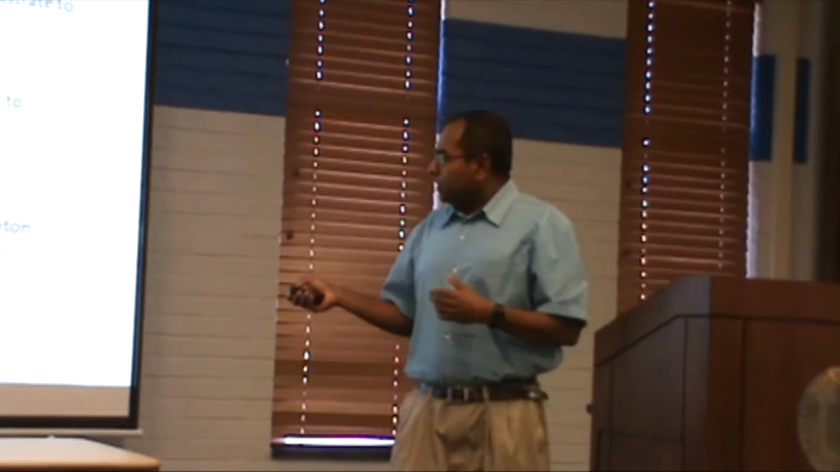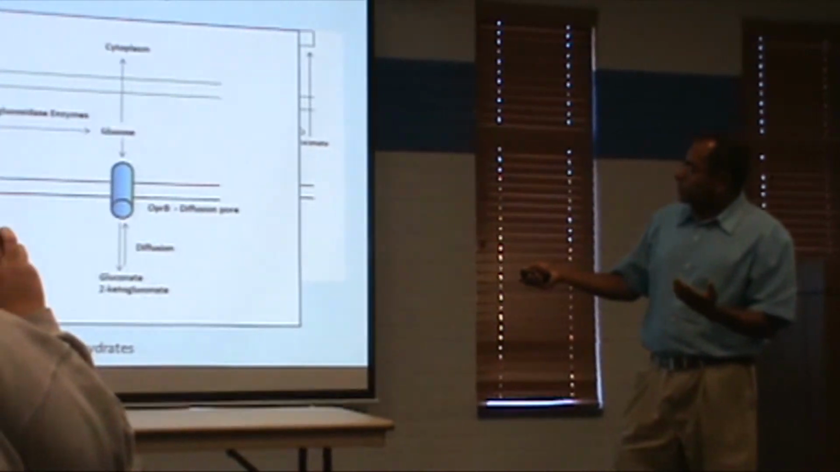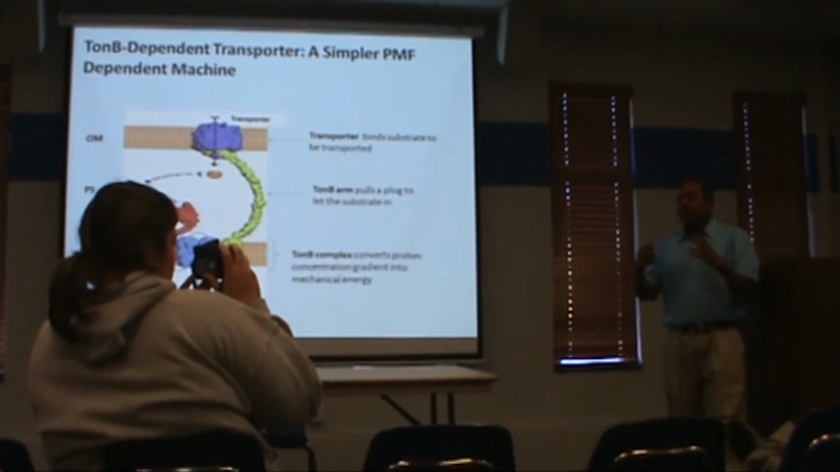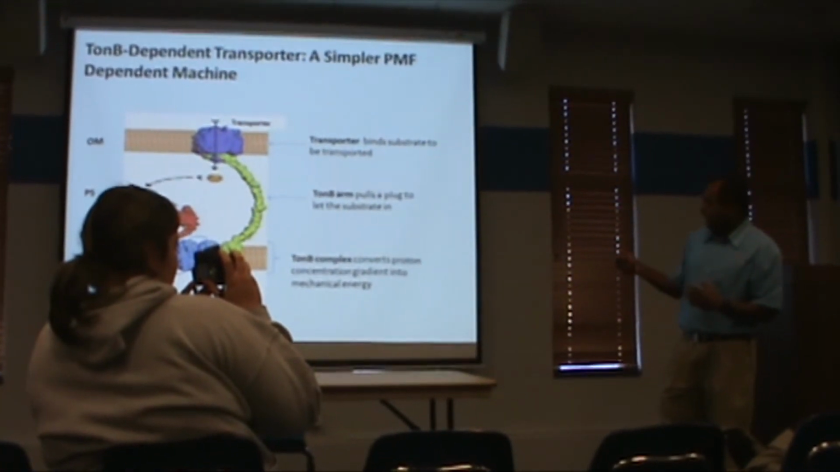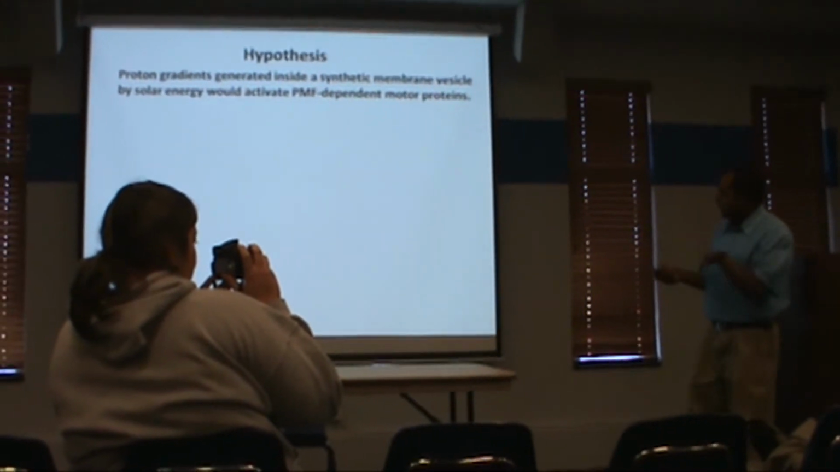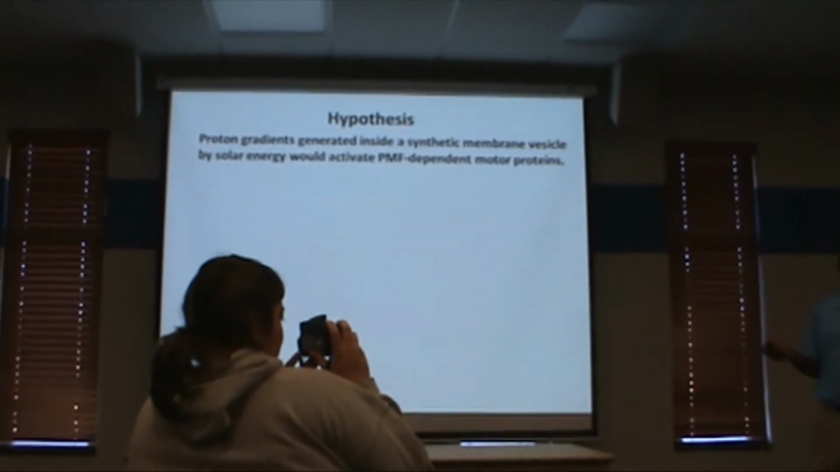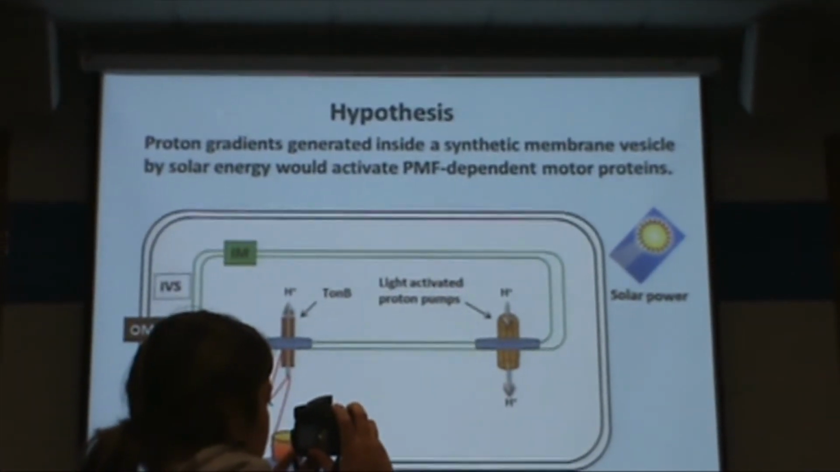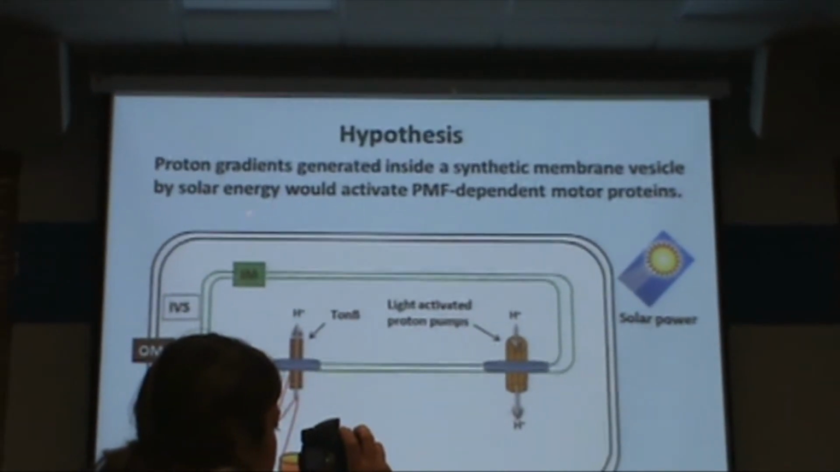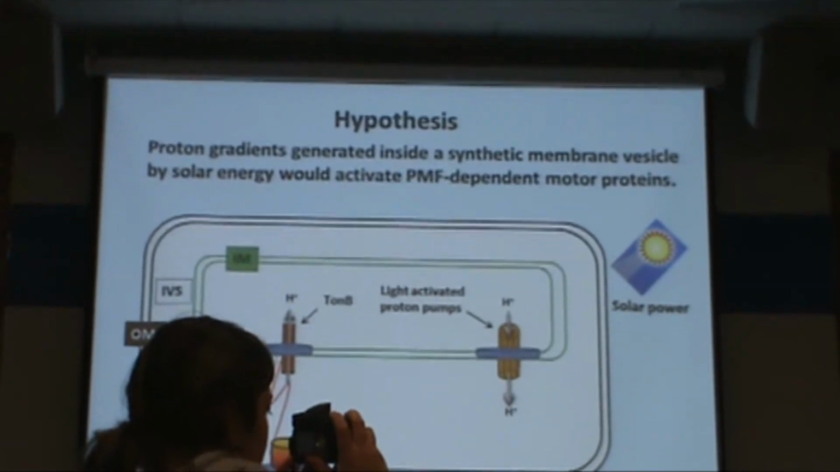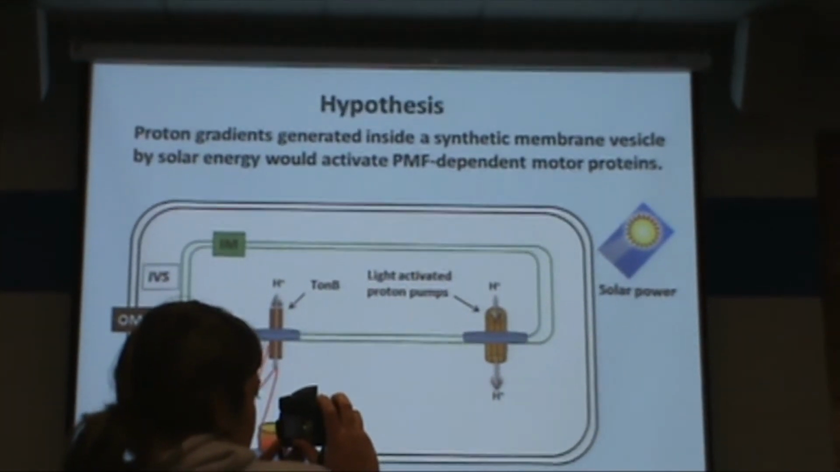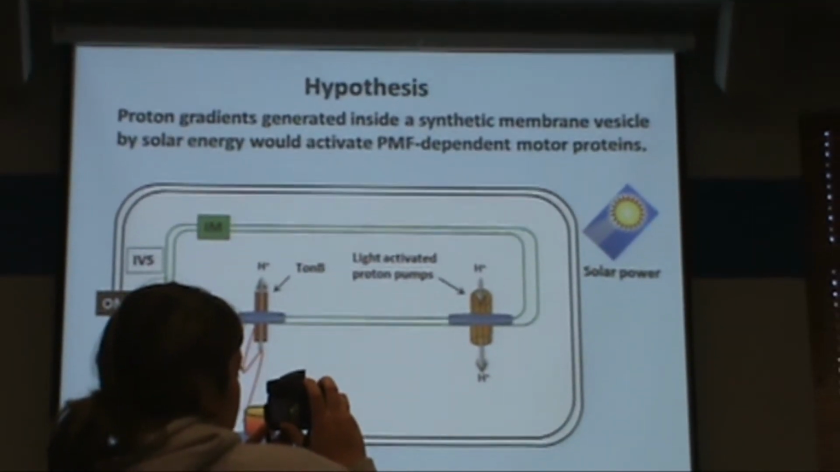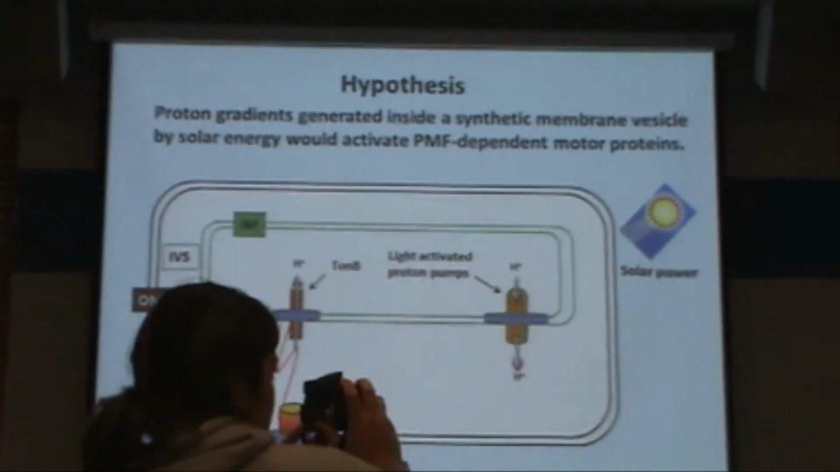So we found out that Caulobacter crescentus uses this TonB-dependent receptor to import material. We wanted to couple two kinds of techniques: a TonB-dependent receptor as well as bacterial rhodopsin-type solar energy harvesting. So we put forward this hypothesis that proton gradients generated inside synthetic membrane vesicles using solar energy can activate PMF, the proton motive force. When the proton flows through the protein, it causes the conformational change, and we can use that to make the protein move.